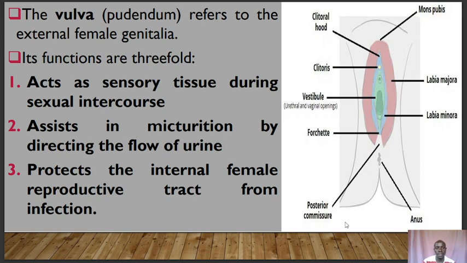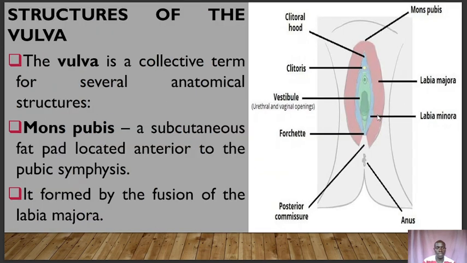Number one is acting as a sensory tissue during sexual intercourse, especially the clitoris, and also assisting in micturition by directing the flow of urine, and that is assisted by the urethral opening. And lastly, it protects the internal female reproductive system from infections. This is usually facilitated by the vagina. The vagina is acidic and it's able to get rid of any microbes that are likely to infect the female reproductive system.